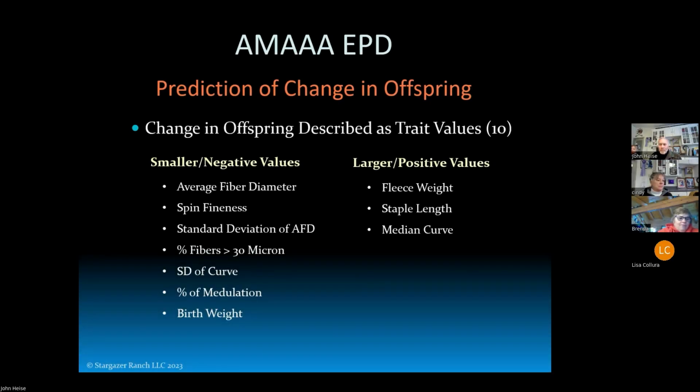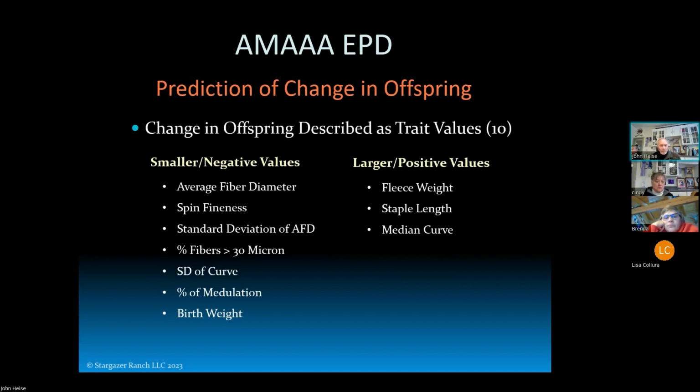Trait values, as I said, are a prediction of change in offspring as it relates to the participating animals. These are the traits that are currently being tracked. The desirable values that you're looking for can either be negative or positive. If you take a look at the traits on the left, the negative or smaller trait values, less than 0, are desirable. And on the right, traits greater than 0 are going to be desirable.